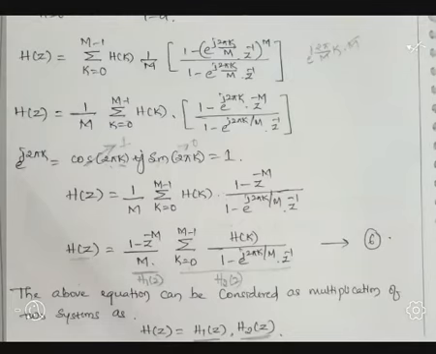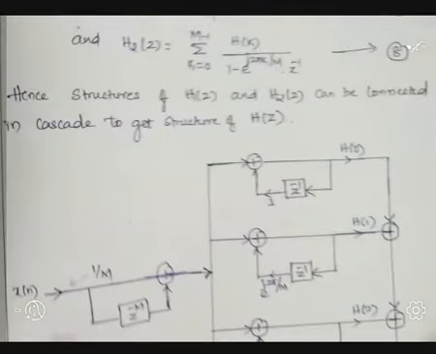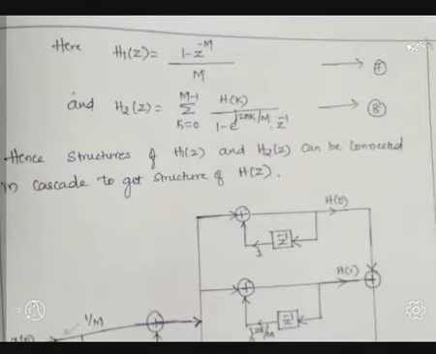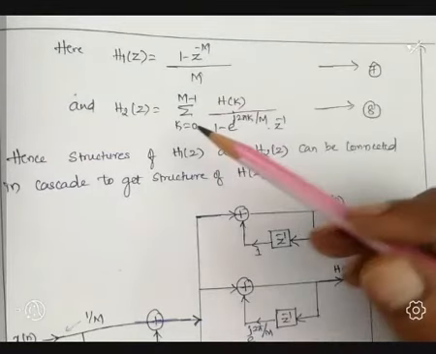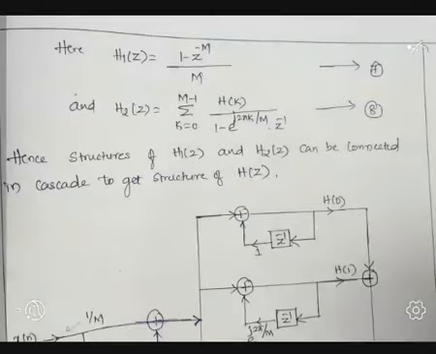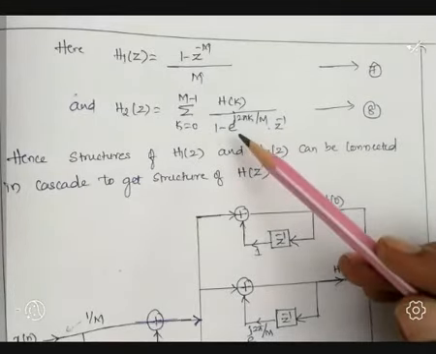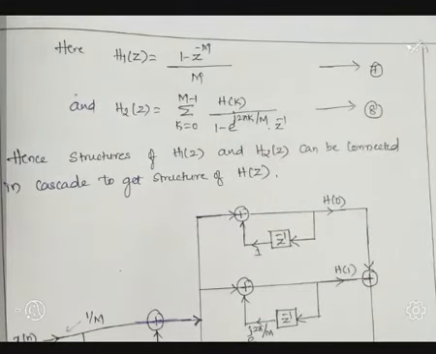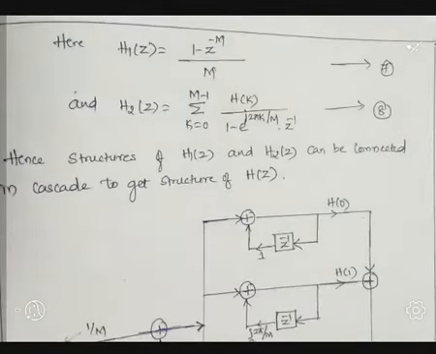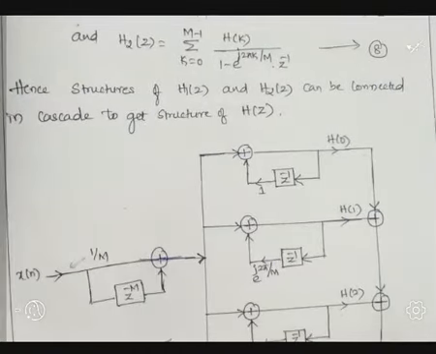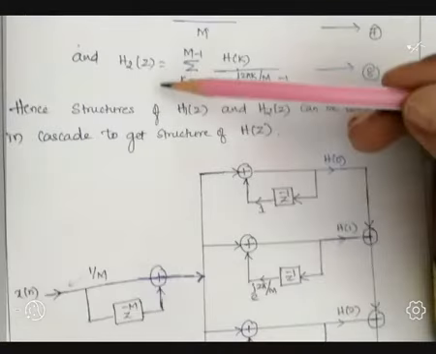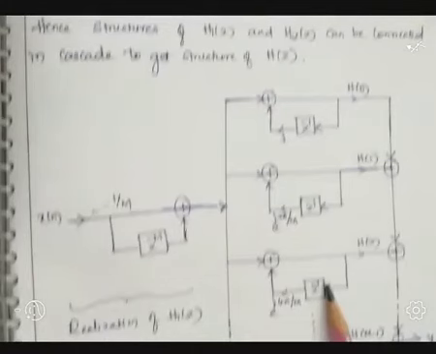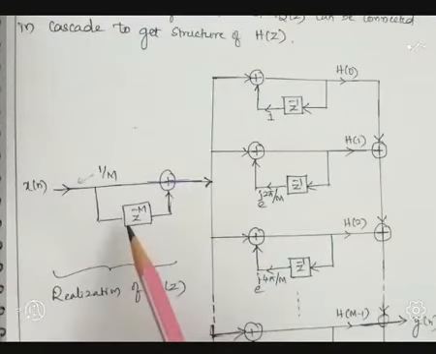Next step. So H1 of z equals 1 minus z to the power minus M divided by M, and H2 of z equals the summation over k equal to 0 to M minus 1 of H of k divided by 1 minus e to the power j 2 pi k divided by M multiplied by z to the power minus 1. Now sketch the structures for H1 of z and H2 of z. Both are in series connection. First I am going to sketch H1 of z.